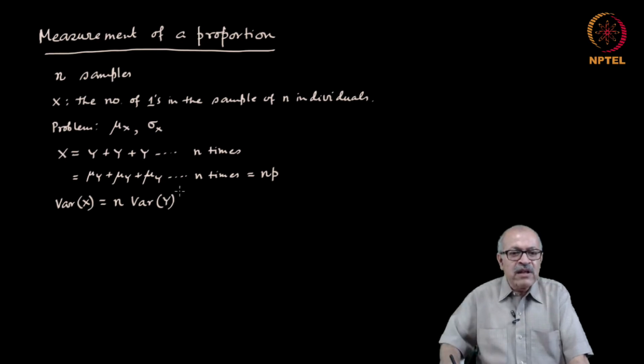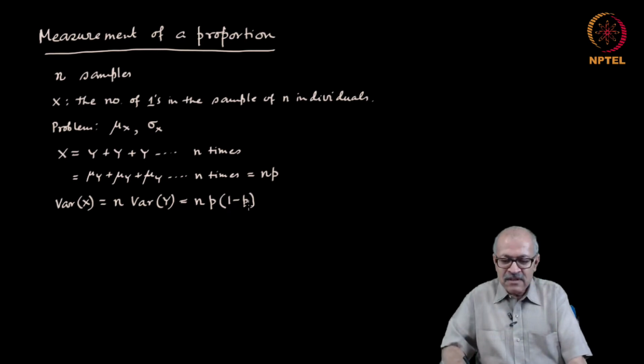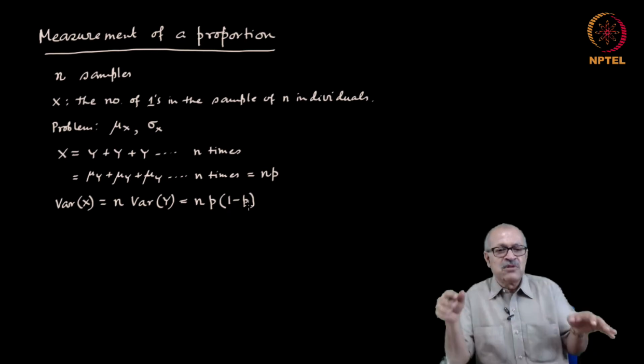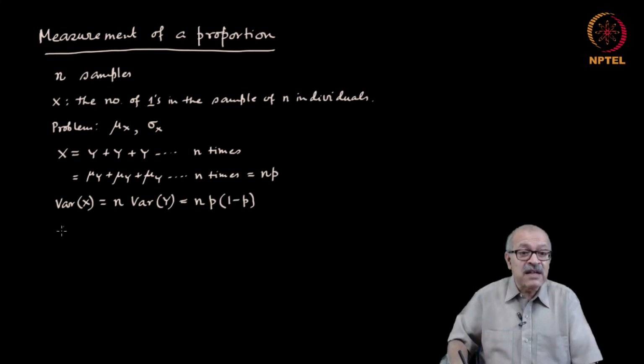And the variance of y we have already learned, variance of y is p into 1 minus p. So, that should be the variance of x. So, we have a distribution whose variance is known, therefore, the standard deviation would be square root of n p 1 minus p.